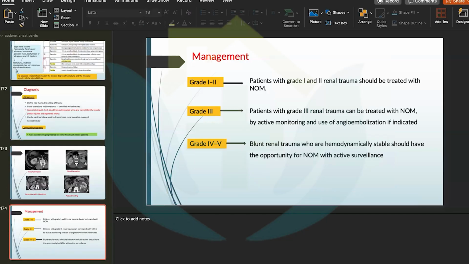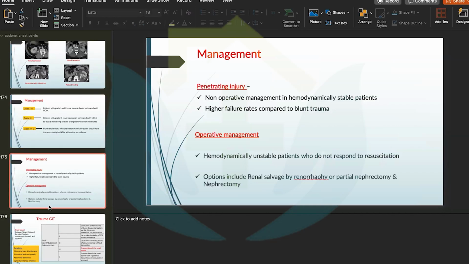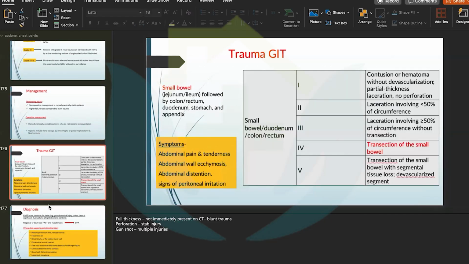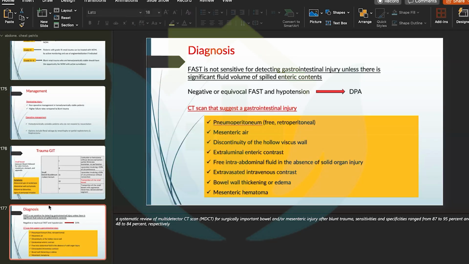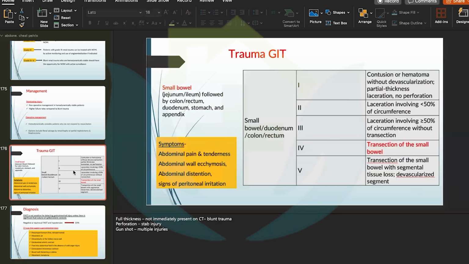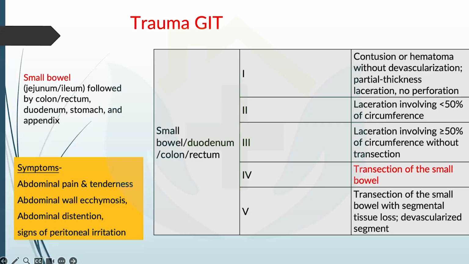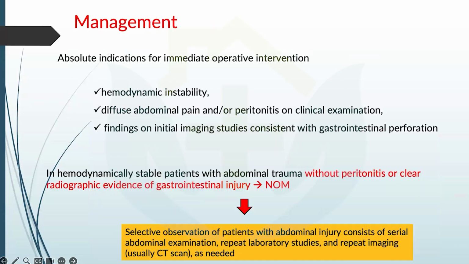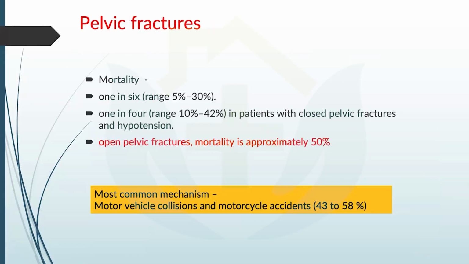Now coming to the GIT, it is not so important. So, with hollow viscus perforation in trauma, if there is complete transection of the bowel, you have to go for open surgical intervention. A few words on pelvic fractures.